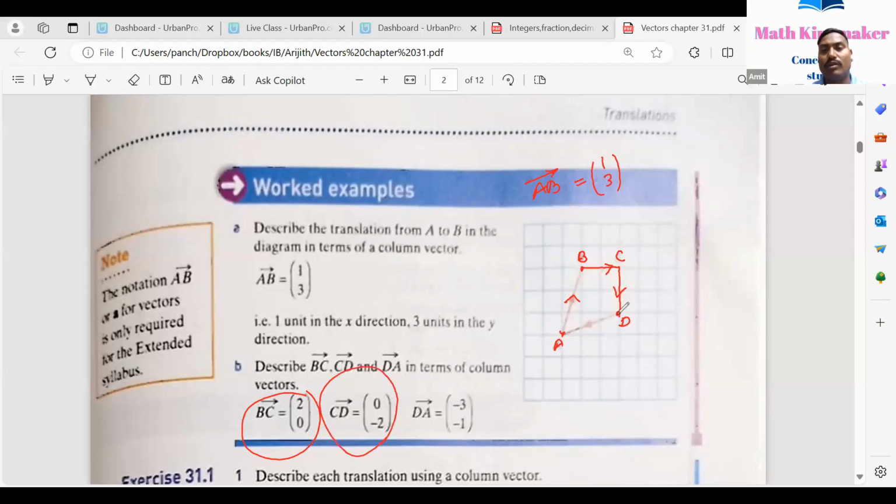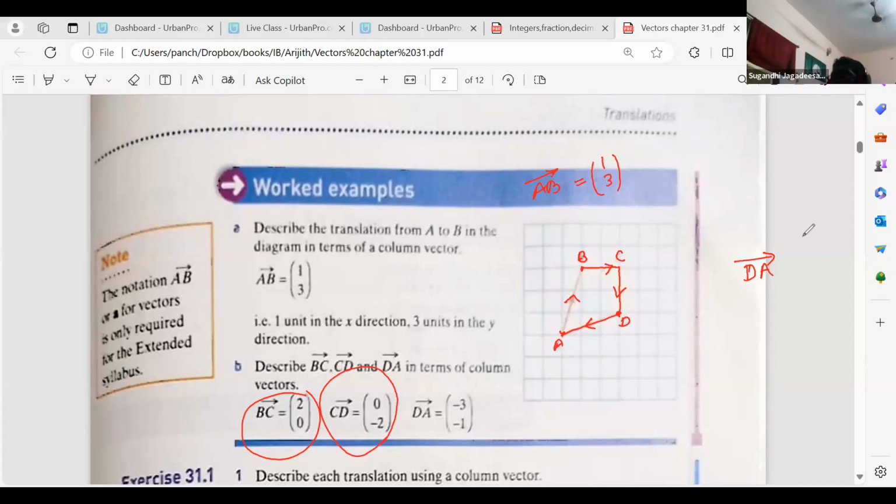And now about DA. DA means if we are writing D first and A last, that means you have to go from D to A, not from A to D. So from D to A, what is x changing? -3. What is y change? -1, because it is downward.